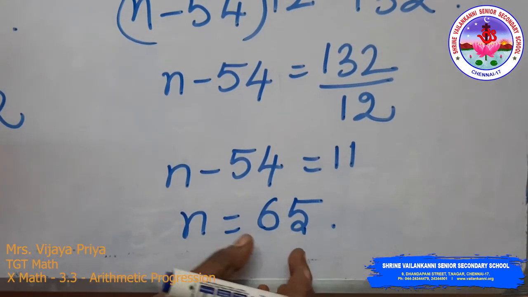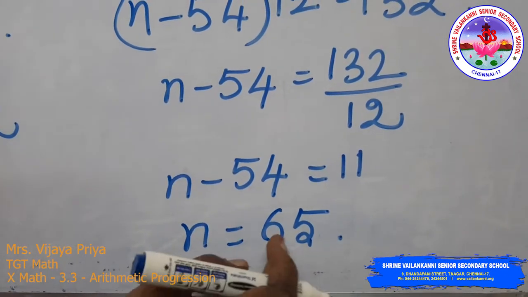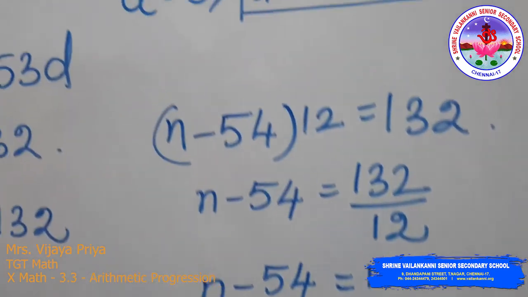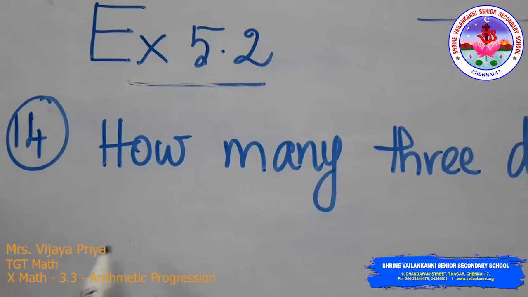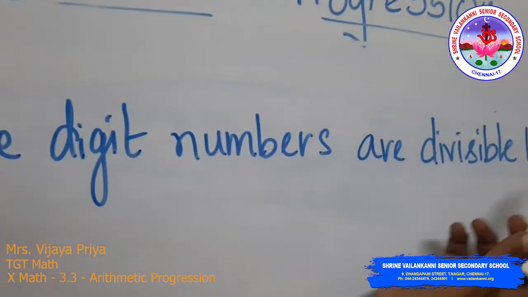So at the 65th position of n, you will have the number an which will be greater than the 54th term by 132.